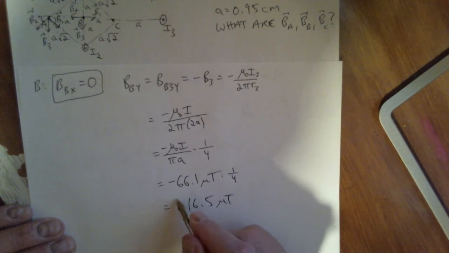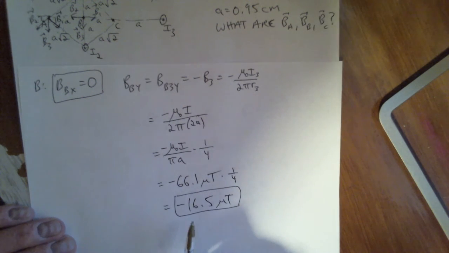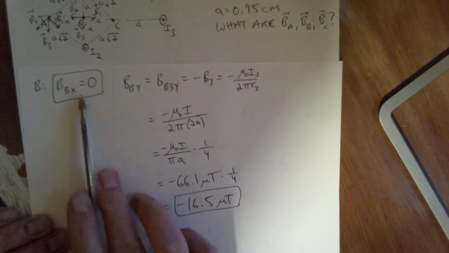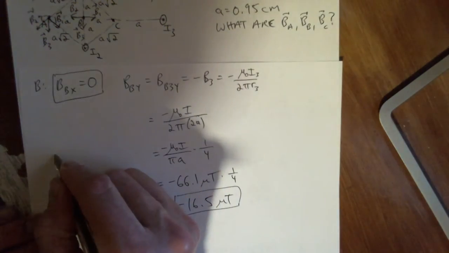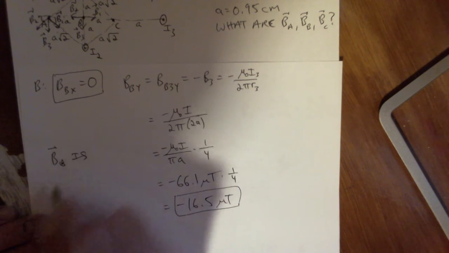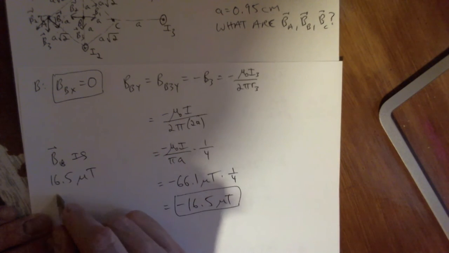And again, the B field at B is all in the y direction, the minus y direction. So there's no x component, so the magnitude is just the magnitude of the y component. So the B field at B is 16.5 microtesla in the minus y direction or down.